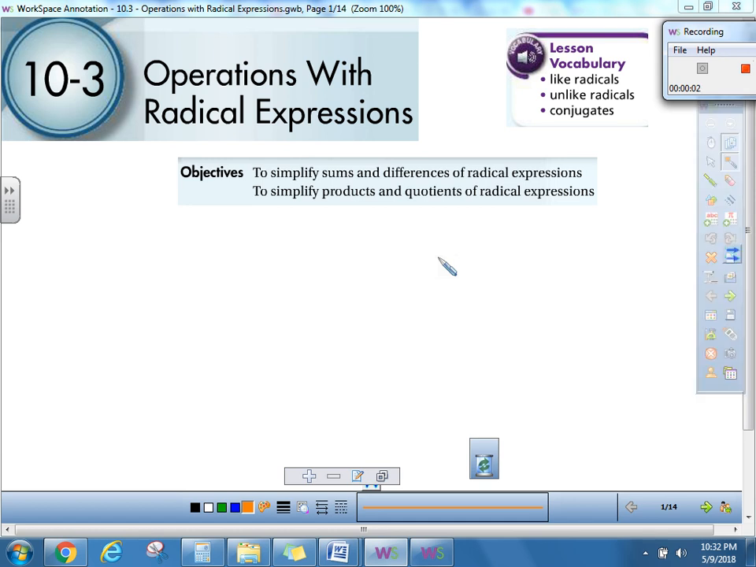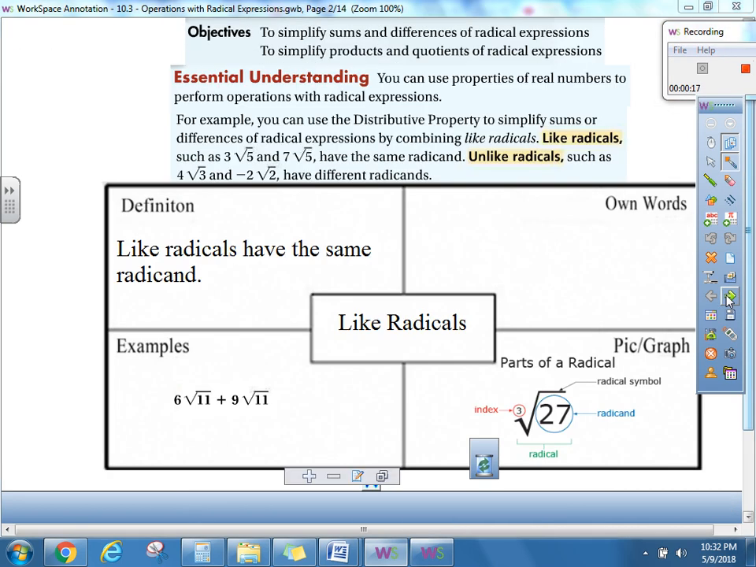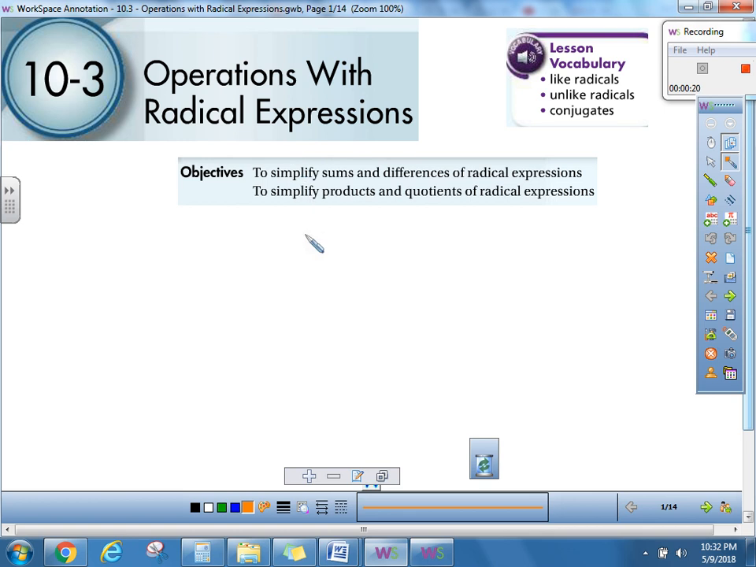Hey guys, we started section 10.3 a couple of days ago, and you had an assignment that was just the front page of this worksheet 10.3. You did operations with radical expressions. Our goal is the same today, to simplify products and quotients of radical expressions.